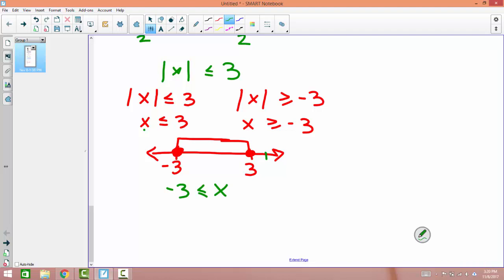2x, because the Pac-Man is eating the x, so you're really reading it this way: x is greater than or equal to -3, and then less than or equal to 3. So this right here, you're thinking of as x is greater than or equal to -3, and that's this part, and that's a negative.